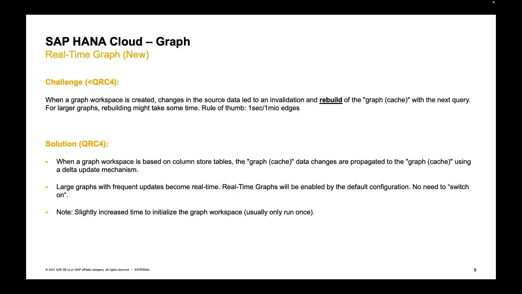And we solved that with QRC4, where any change that you make in your edge tables or vertices tables for our graph workspace is updated in real time. So the workspace does not have to be recreated, and there is no delay in using the graph workspace when you change values. This helps extremely to work with HANA graph capabilities in a real-time environment. Next, Thomas.